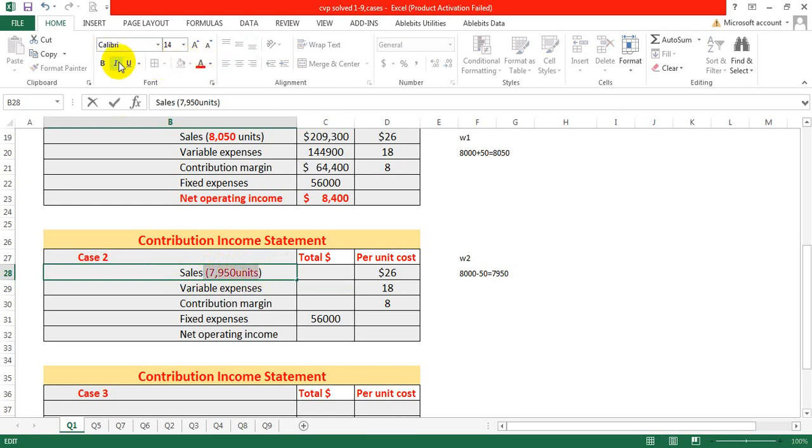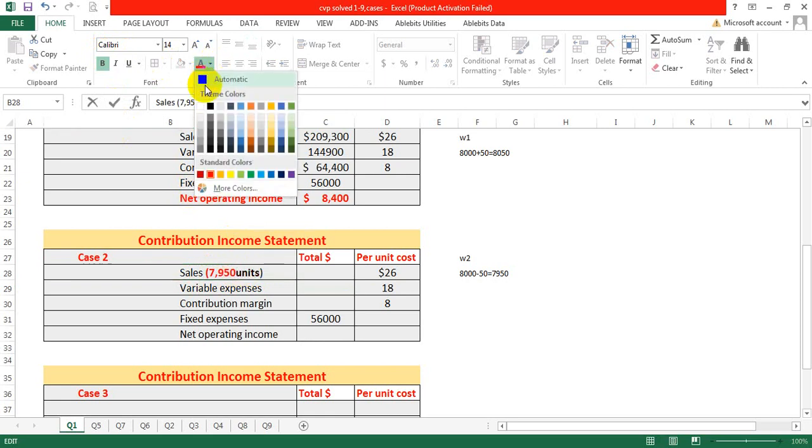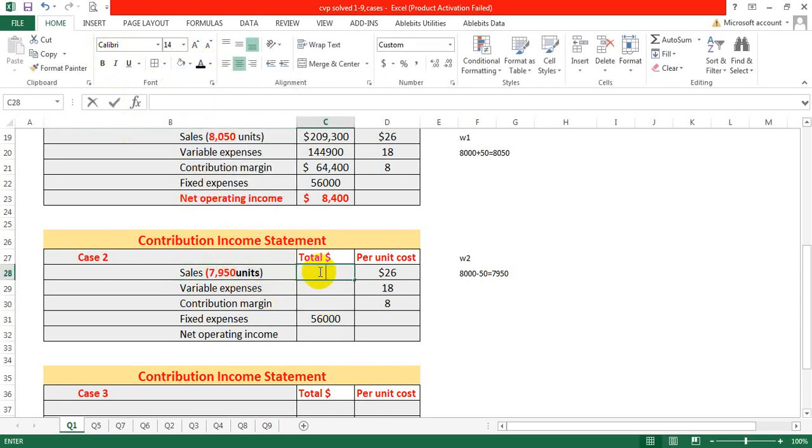Okay, now we will make the contribution format income statement on 7,950 units. My units are 7,950 multiplied by per unit price, that is 26. So my total sales is $206,700. What about variable expense? Obviously my units are 7,950 and again I will multiply it with 18. So it is $143,100.